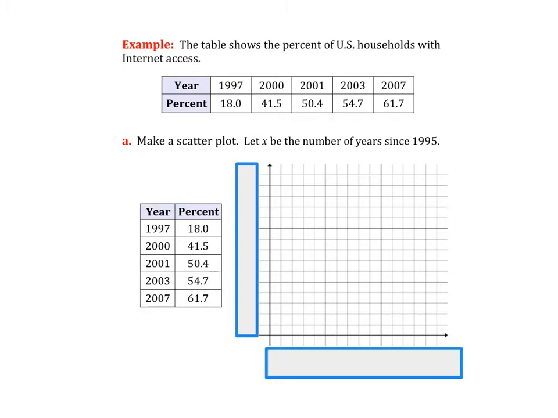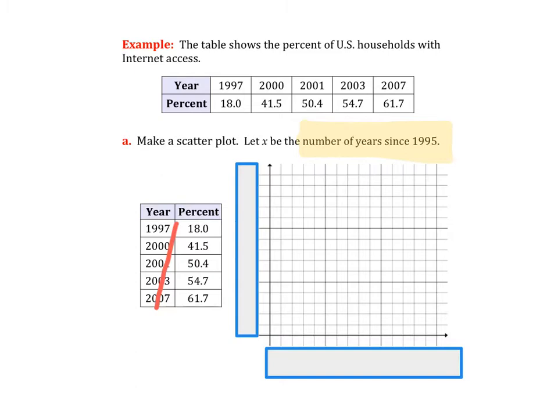Part A is asking, make a scatter plot and let X be the number of years since 1995. This part right here is going to be pretty important, and a lot of folks might accidentally overlook that. So, years since 1995. What that's telling me is that I don't really want to use these years explicitly as they're stated. Instead, what I want to do is think of it as how many years since 1995 was that.